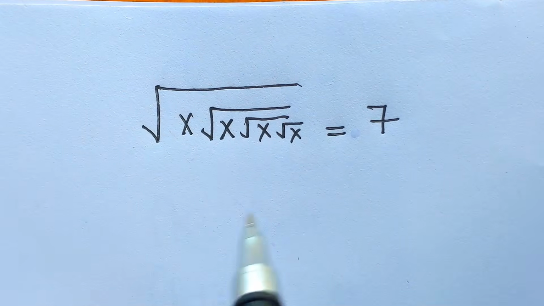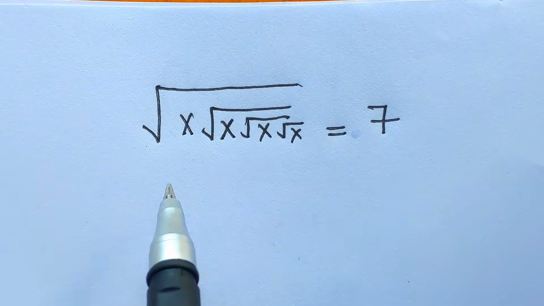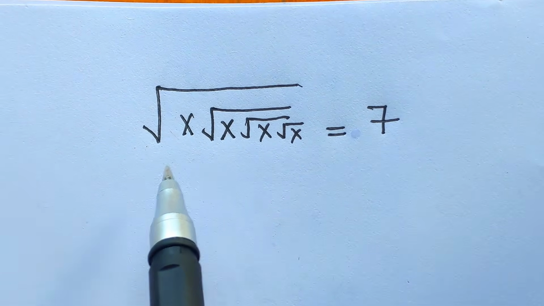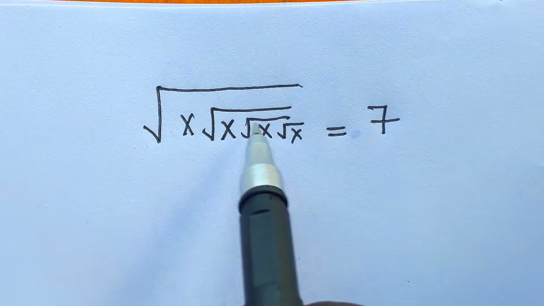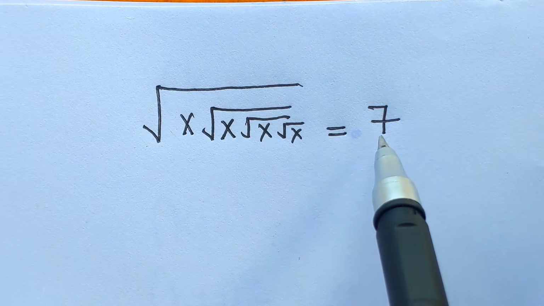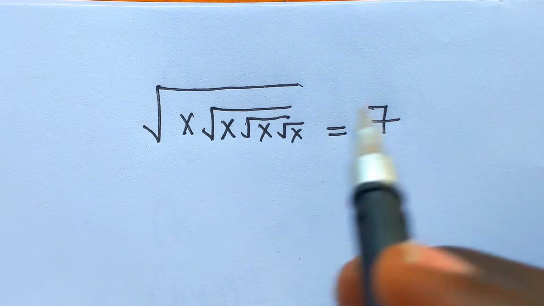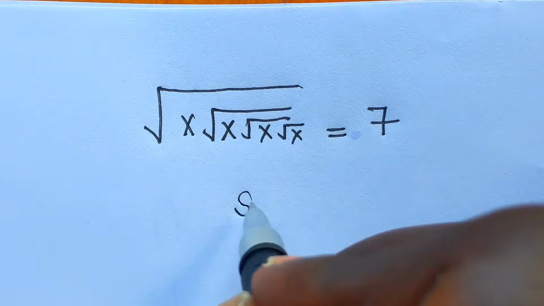Welcome to another video. Today we are going to solve this Math Olympiad question: square root of x times square root of x times square root of x equals 7. Right, then let's provide the solution.